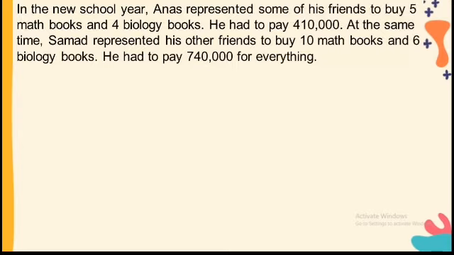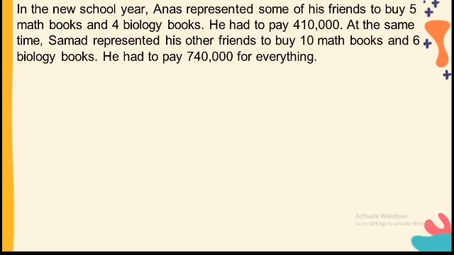In the new school year, Anas represented some of his friends to buy 5 math books and 4 biology books. He had to pay 410,000. At the same time, Samad represented his other friends to buy 10 math books and 6 biology books. He had to pay 740,000 for everything. How can this problem be made into matrices?